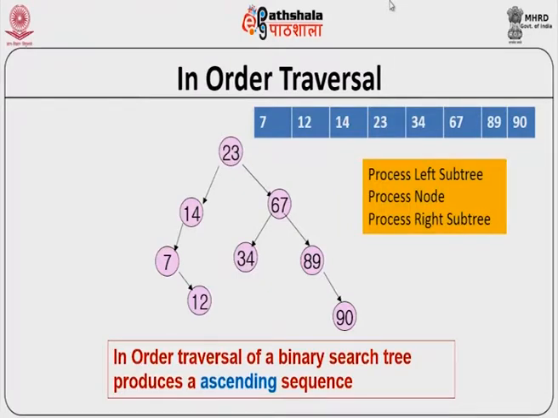Then you have the in order traversal. In order traversal of a binary search tree produces an ascending sequence. So, here again, this is the in order traversal, which you have already seen: you process the left subtree, process the node and process the right subtree. So, you start with 7, it does not have a left subtree, that is why 7 comes first, then you process the root node and so on. So, this is the way you process 12, you process 14 and so on, that is what will happen.